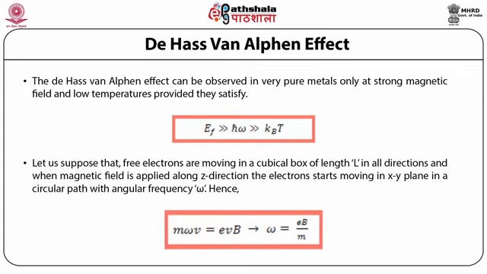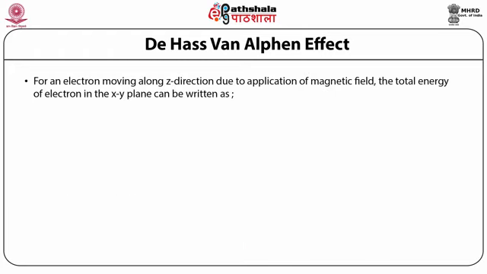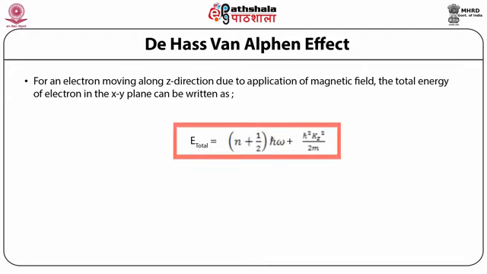This Lorentz force is just equal to the centripetal force. So basically m omega v is the centripetal force and eBv is the magnetic force. So omega comes out to be eB over m, where e is the electronic charge, B is the magnetic field and m is the mass. Now for an electron moving along the z direction, due to application of magnetic field, the total energy of the electron can be written as the sum, E total equals E perpendicular plus E parallel.